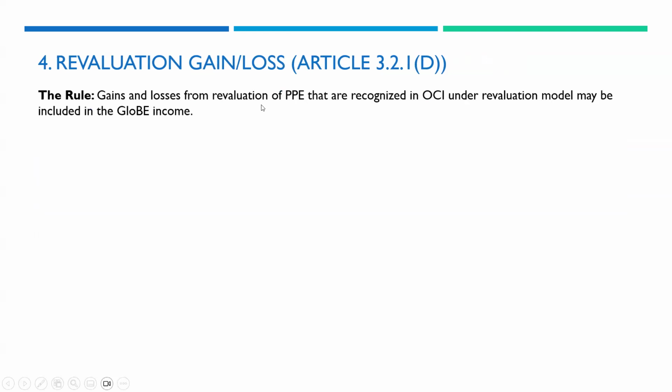Gains and losses from revaluation of PPE that are recognized in OCI under the revaluation model may be included in the GloBE income. Now, what happens when you have a revaluation gain? Where do you take it to? You take it to OCI. You don't take it to P&L. Correct. So if there are such gains, you have to include them in P&L. Not just gains, but losses also.